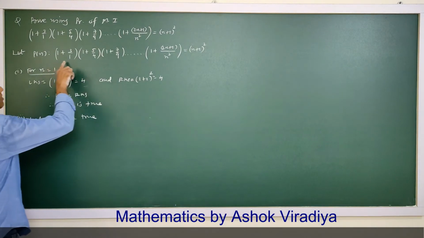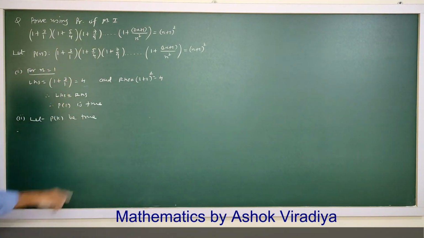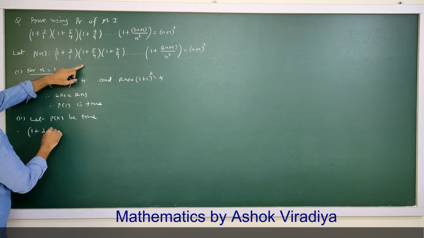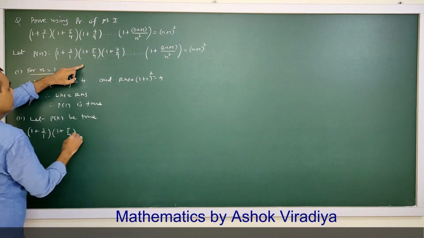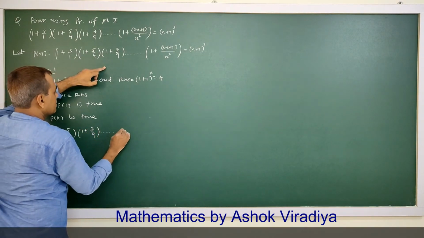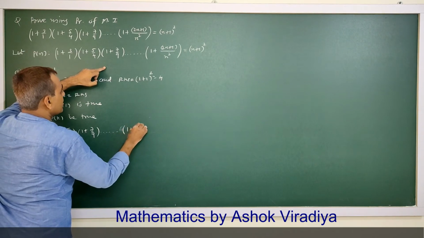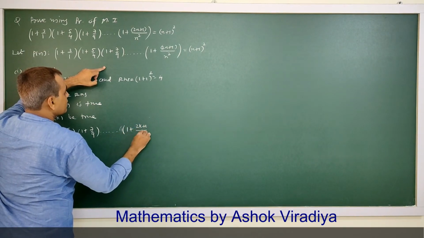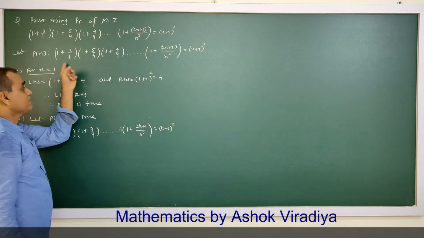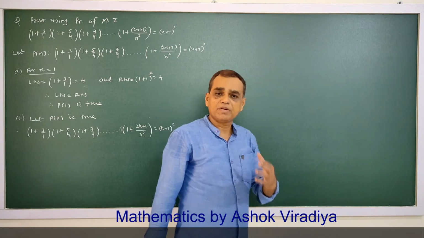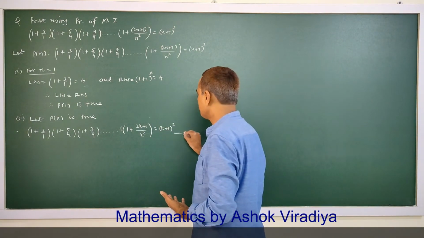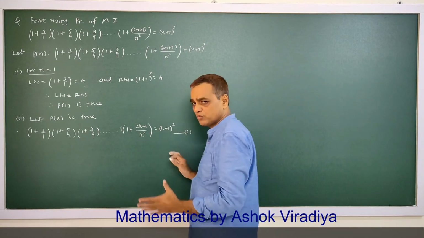So we put this statement for n equal to k. 1 plus 3 upon 1, 1 plus 5 upon 4, 1 plus 7 upon 9, up to 1 plus 2k plus 1 upon k square, equal to k plus 1 whole square. So this statement I have written by replacing n by k, and we accept this without proof that this is true.